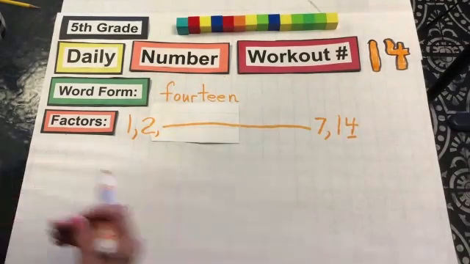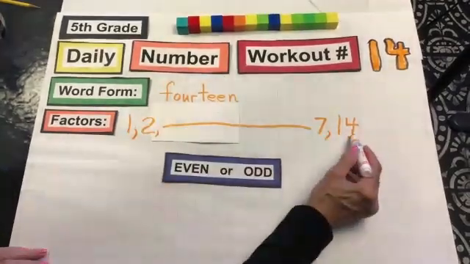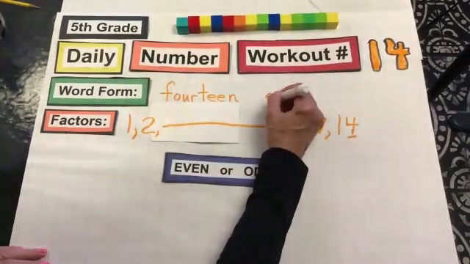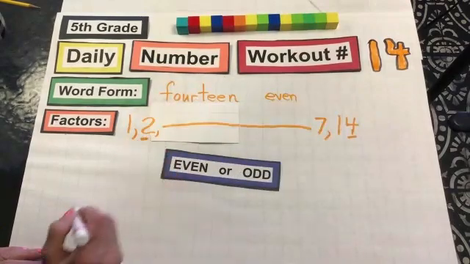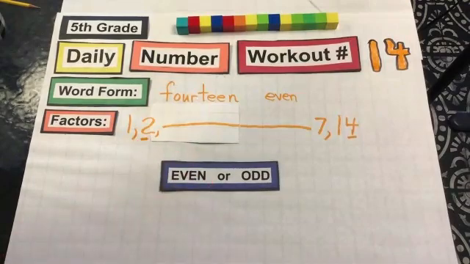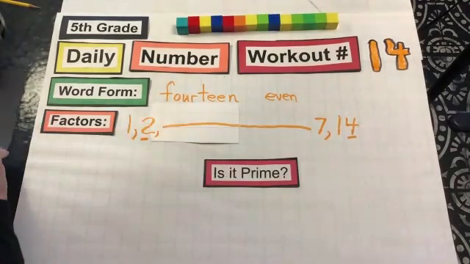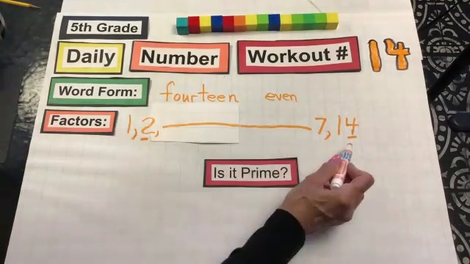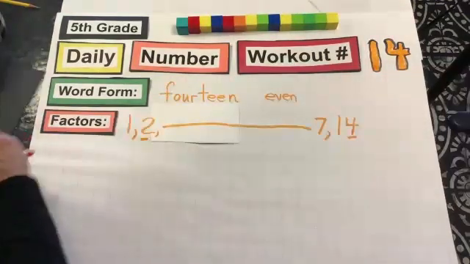And right away, we can ask if it is even or odd. And since it ends in a 4, it is even, because 2 goes into it. Any number 2 goes into or has a factor of 2 is even. Then we ask if it's prime. Prime numbers are numbers that only have 1 and itself as their factors. This one has more, so it is not prime.